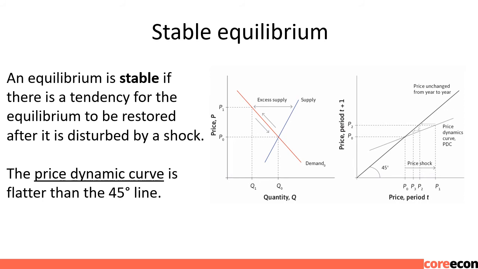Starting with price P0, if price rises to P1, in a stable equilibrium, it will return to the original price. Price dynamic curve shows that the higher price in period 1 will be followed by a lower price in each period till price reaches its original point.